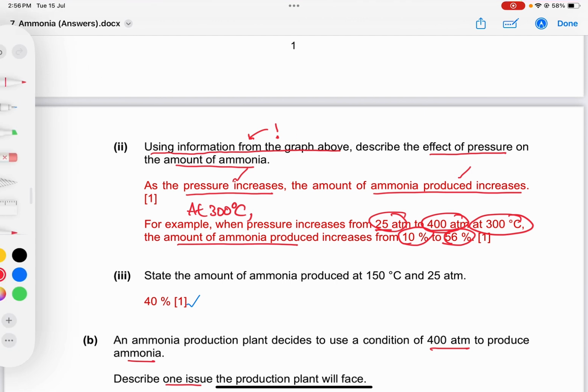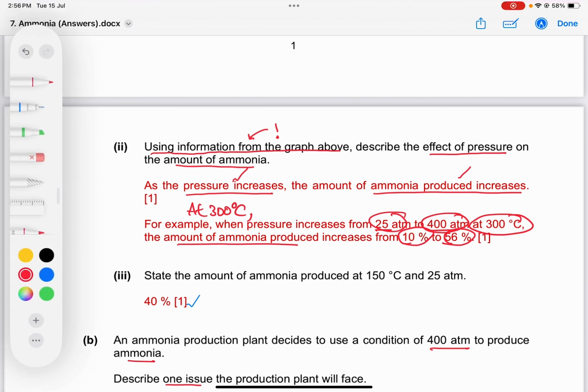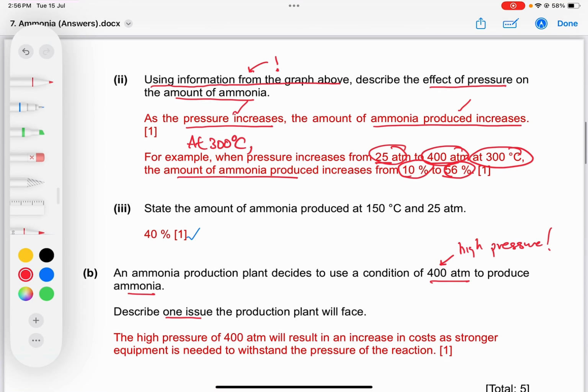So this is a bit more in terms of your real life situation. If I want to have high pressure, there are a few situations I'll face. Equipment has to be more expensive. I need to spend more money to also maintain that high pressure itself. So this will result in an increase in cost because I need stronger equipment to withstand the pressure of the reaction.